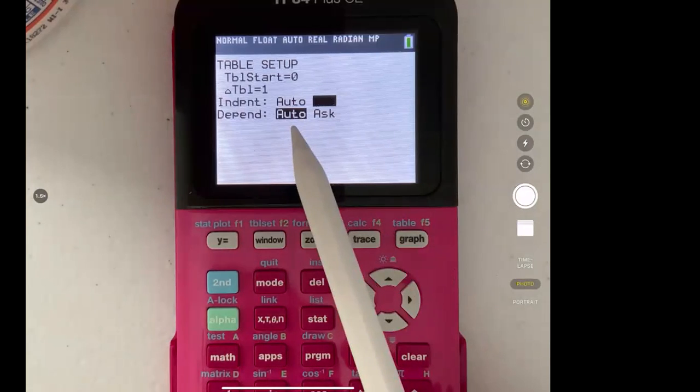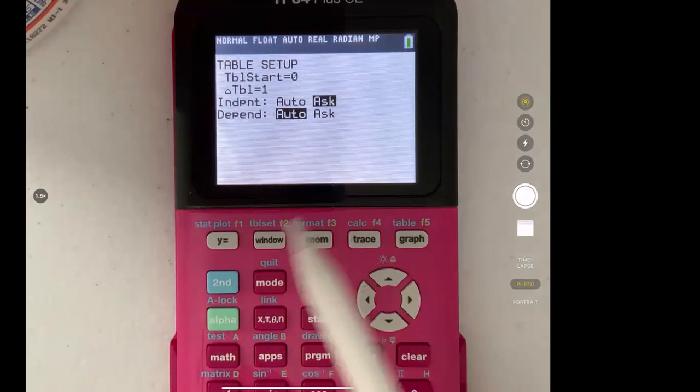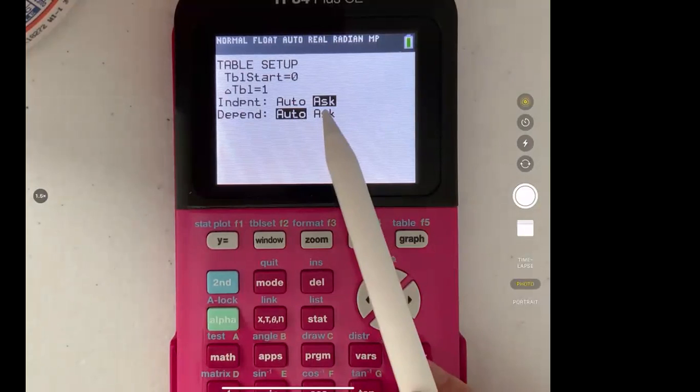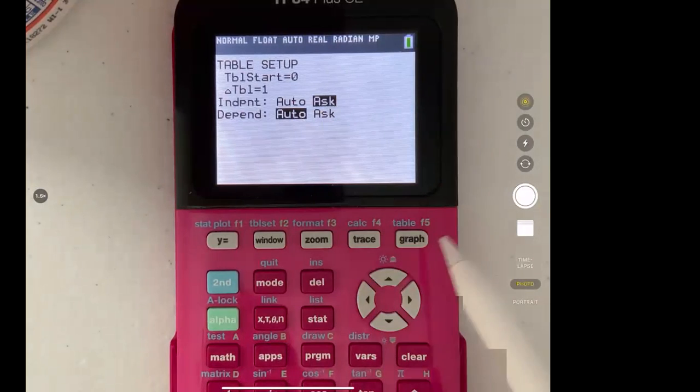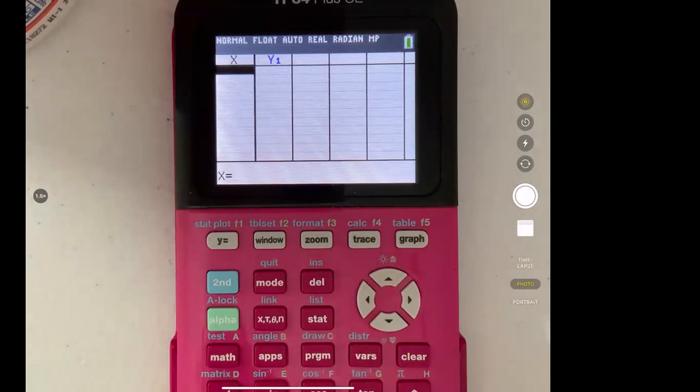You have to leave the dependent variable to auto, because if you change this to ask as well, it's not going to automatically spit out the y value. So I still want it to spit out the y value. I just want to tell it what x values to do. Now when I go back to the table it should be empty, and it is.